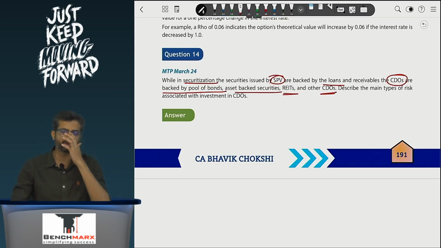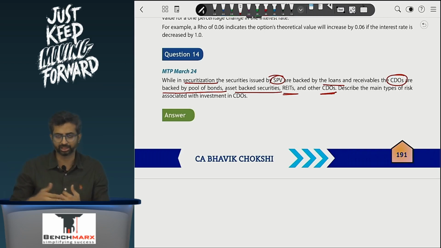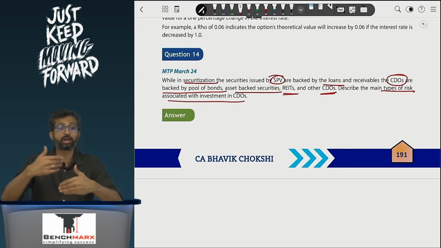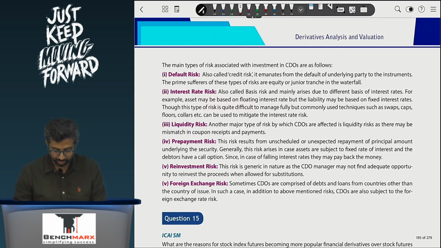So what they are trying to say is, when I do typical securitization for the trust or the SPV, my underlying is the portfolio itself, the loans. But in case of a CDO, the underlying can be bonds, it can be REITs, it can be something else. What are the main types of risk associated with investment in a CDO? A CDO is also ultimately a product like securitization, where if the borrower defaults, I don't get money. So there's a default risk. The primary risk is default risk.